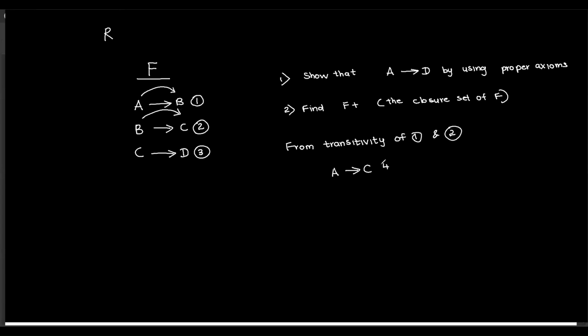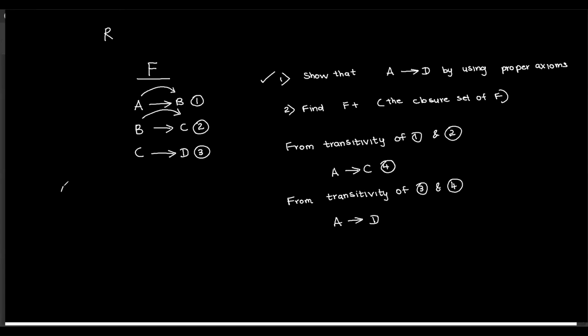Now let's say this is 4. From transitivity of 3 and 4, we can say A functionally determines D. So we have found the answer. You may think, is this the method to write the answer? I prefer this method to write the answer, but it takes time.